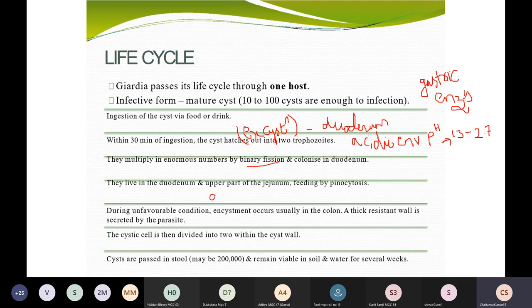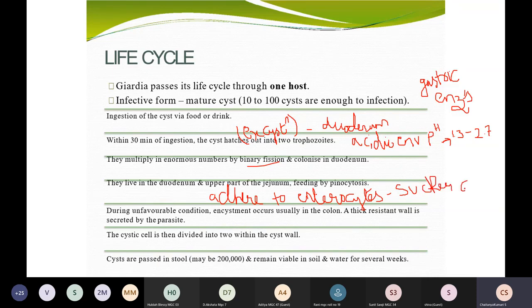During this step itself, the n number of trophozoites which have been produced will adhere to the epithelial cells, or simply we can call them enterocytes, the lining of the duodenum or the intestine. So they will adhere to the enterocytes. What is the component helping in attachment?